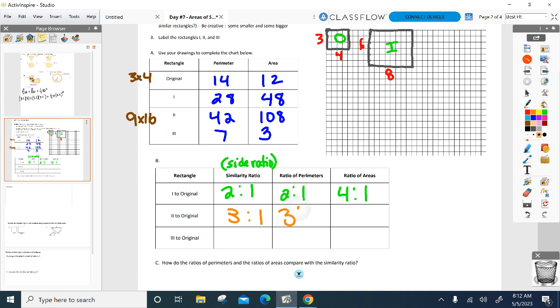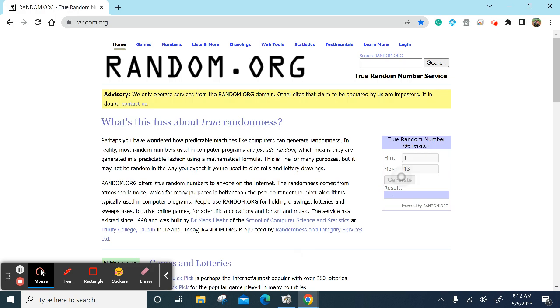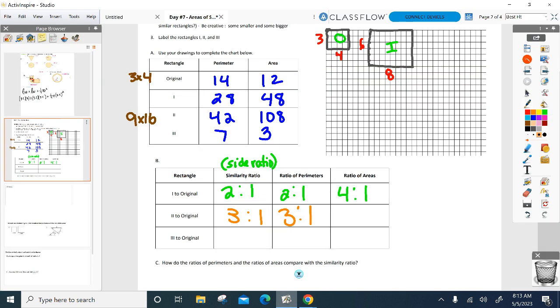Oh, I think we are establishing a pattern. If I know the side ratio, I also know something else. Let's go to the areas now. Area 108 to 12. What's that? 9 to 1. All right, we got to figure out something that's going on with the areas, right?